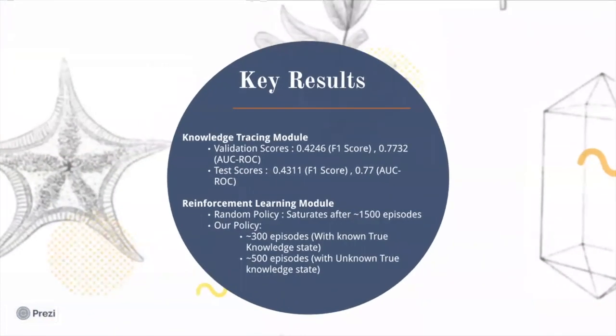All right, so here are the results of our current approach. These metrics were calculated against the truth values of the knowledge state, which was generated by the Bayesian knowledge tracing module. We received a competitive score of 0.43 where F1 was concerned and an AUC-ROC score of 0.77 in the knowledge tracing module. As mentioned before, the aspect of reinforcement learning for exercise selection is quite novel. Hence, we implemented a random policy as a baseline which saturated after 1500 episodes. Here, an episode denotes a set of exercises. However, our policy yielded better results, saturating at around 300 episodes with the knowledge state known and around 500 episodes when the knowledge state wasn't known. Now we'll see the analysis.